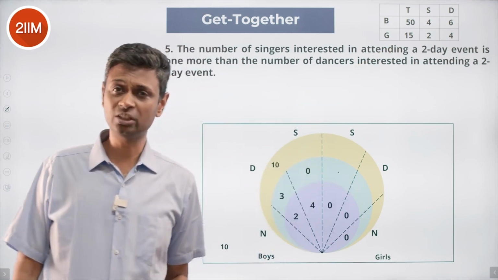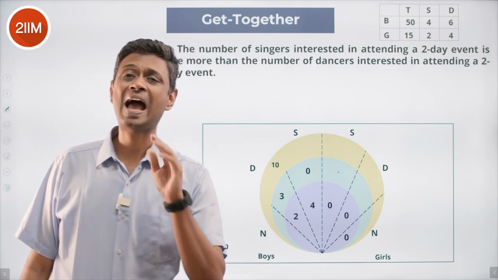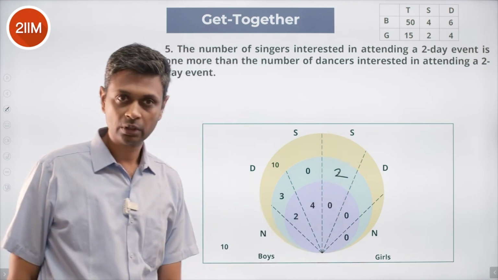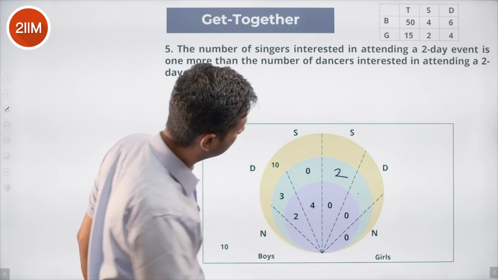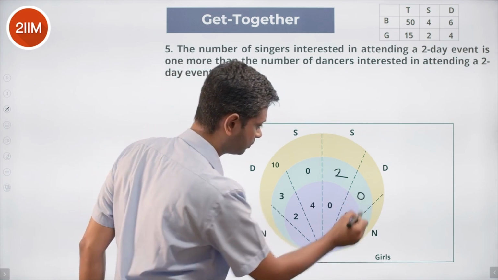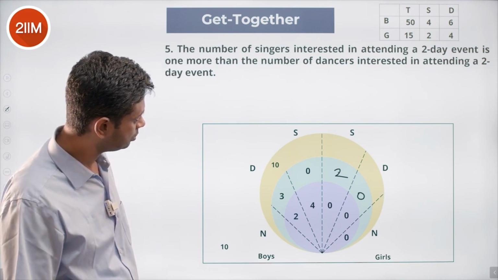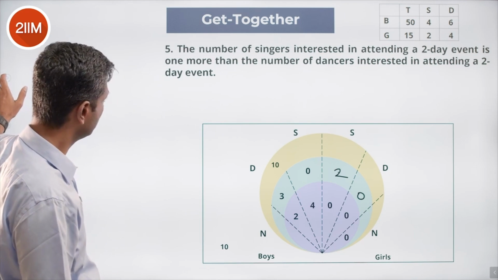We have only 6 singers with us. We already have 5 dancers. So the number of singers has to be 6. So this should be 2. Which means this should be 0. Nice. Lovely. So we filled this out rather well. Let's continue with this.